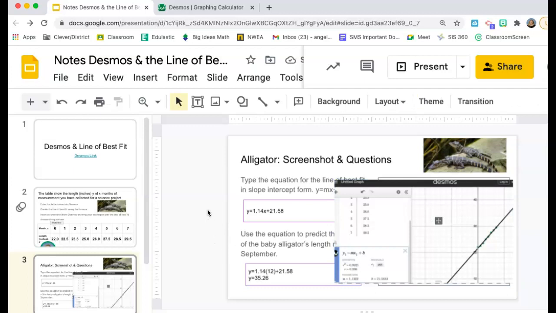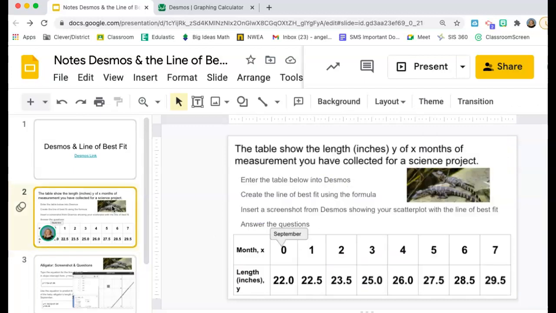So that's example number 1. Again, we started by entering a table into Desmos. We used the magic formula with the ones and the approximate sign. We took a screenshot, we put that on our slide, and then we answered the couple questions that they give us.